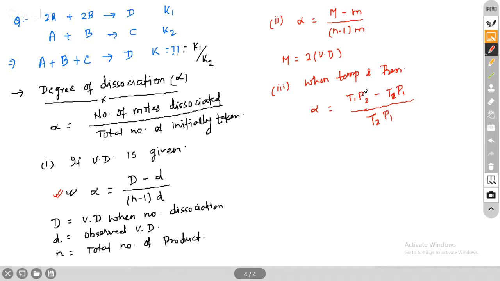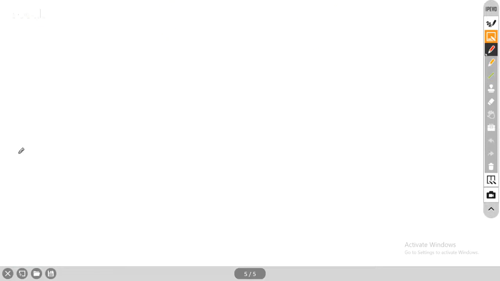Reaction quotient concept, I think you know already, so I am not discussing that. If you have doubt, ask me, then I'll discuss. Otherwise, let it be. When Q is equal to Kc, the reaction is at equilibrium. When Q is greater than Kc, the backward reaction is favored. When Q is less than Kc, the forward reaction is favored. Yesterday also I discussed this in class.